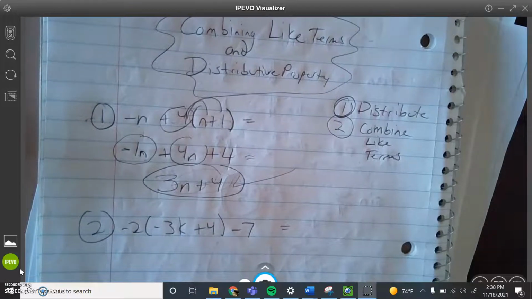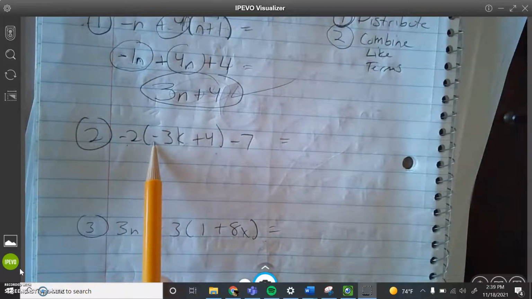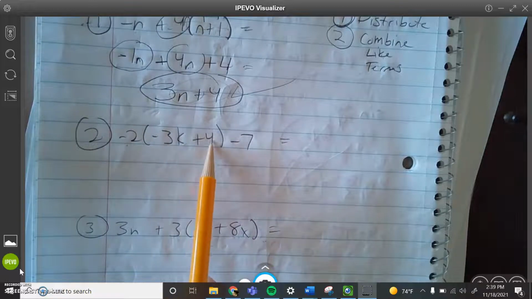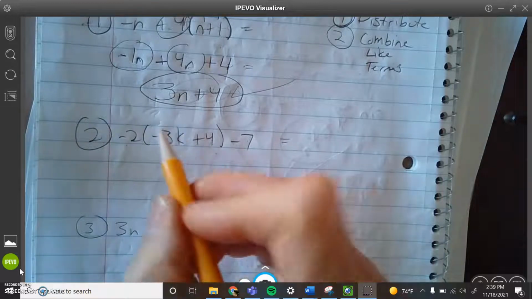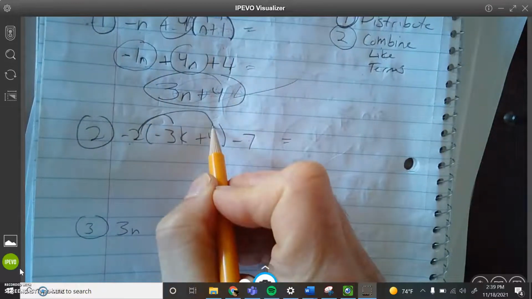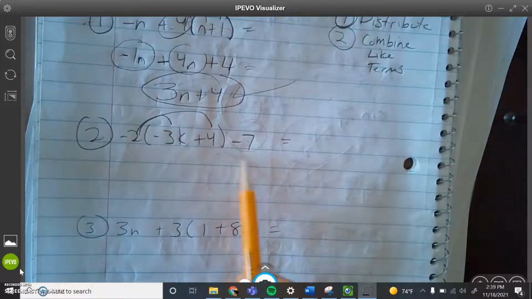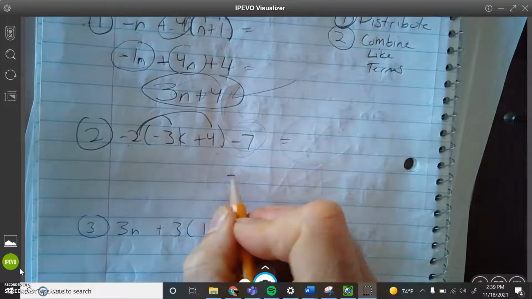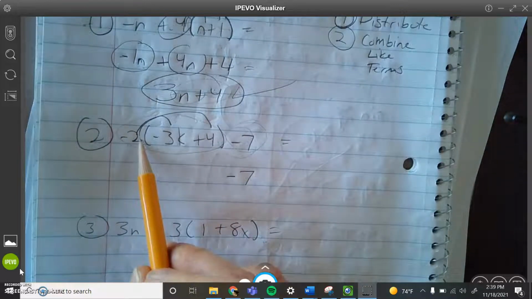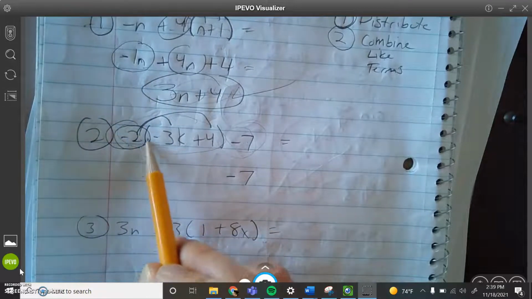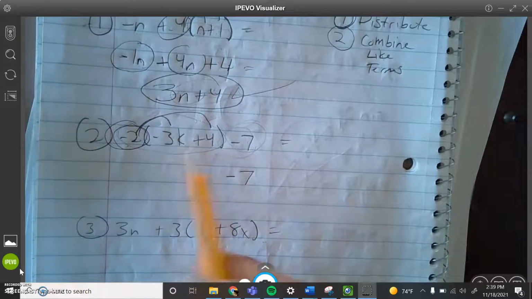All right, let's try number 2. Write this down. Negative 2 times the quantity, negative 3k plus 4, minus 7. Okay. All right. So distribute first. The negative 7 is not part of it, or the minus 7, so I'm just going to bring that down here. This is where the distribution is going to happen. So I'm not multiplying by 2, I'm multiplying by negative 2. I'm going to make sure I take that negative with me. Negative 2 times negative 3k.